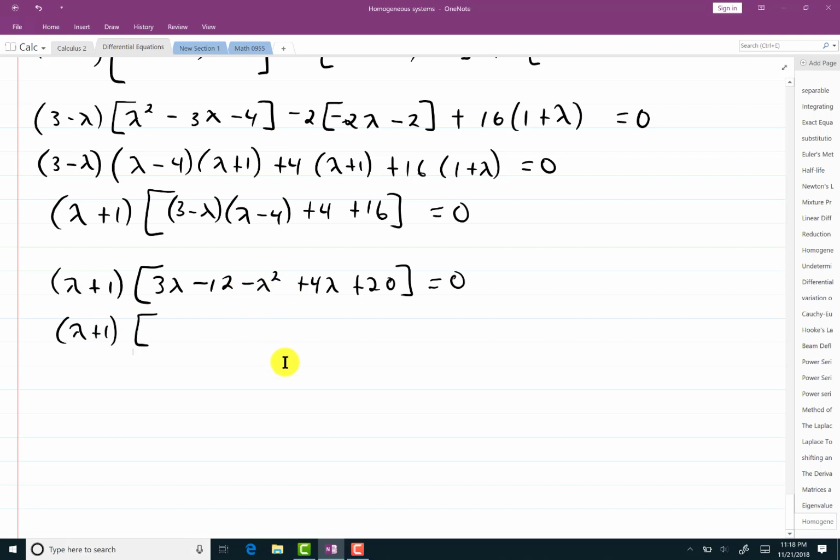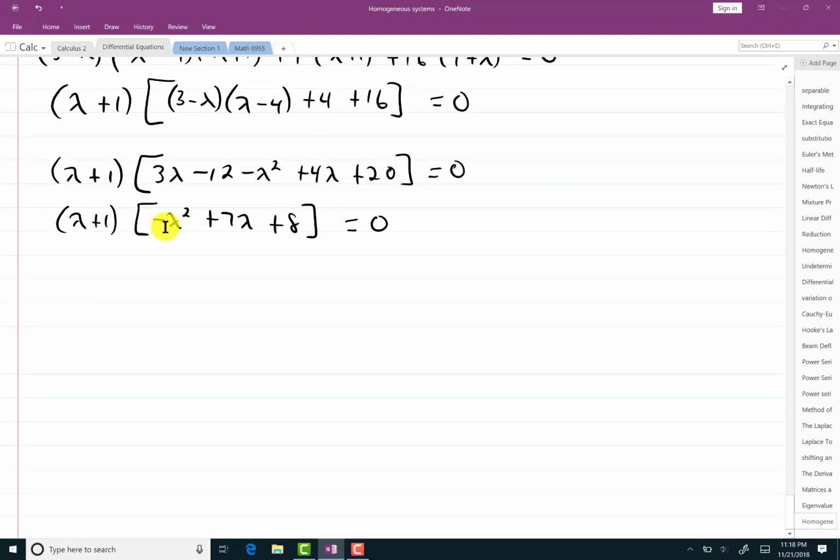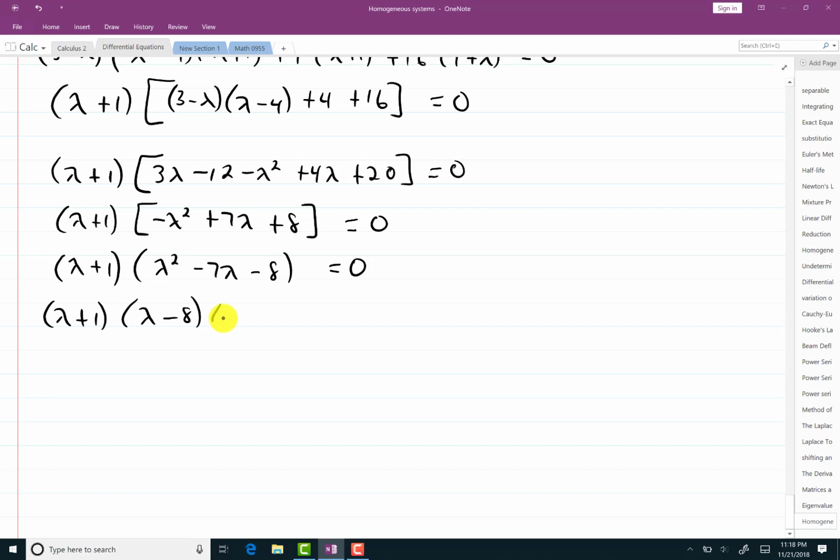All right, let's see what we have in here. Then I have a negative lambda squared plus 7 lambda plus 8. That equals 0. For me, factoring something like this is sort of weird with a negative in there. So if I multiply everything by a negative, negative 0, of course, will stay 0. I'll just put the negative through here. I'll get lambda squared minus 7 lambda minus 8. So this part here, I can write as lambda minus 8 times lambda plus 1.